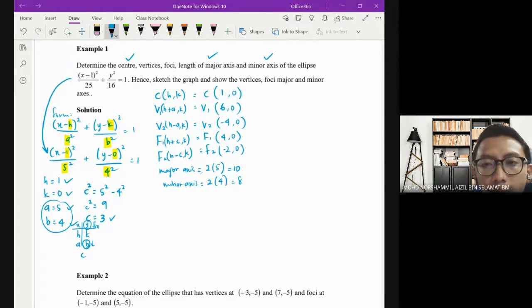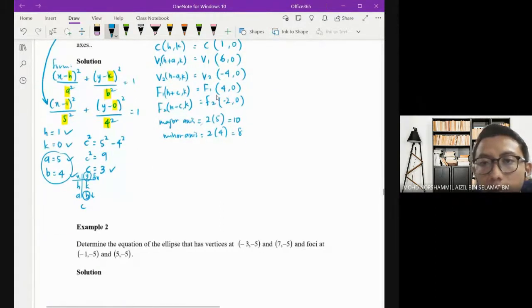Yang ni kita tak guna gambar lagi. Kalau guna gambar lagi senang, tapi saya ikut kehendak soalan. Soalan kata kena cari itu dulu, so saya cari itu dulu. Tak ada masalah. Okay lah. Hence, sketch the graph. So once you have center, vertex, foci, whatsoever tu, easily you can sketch your graph.